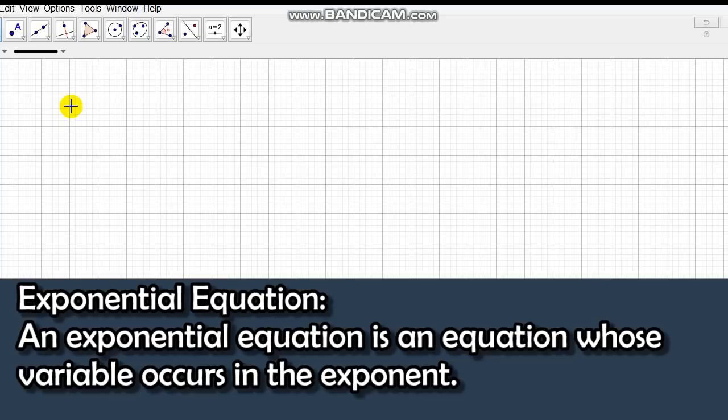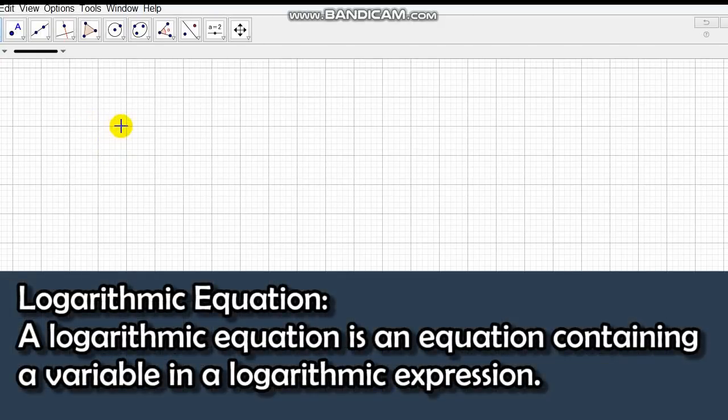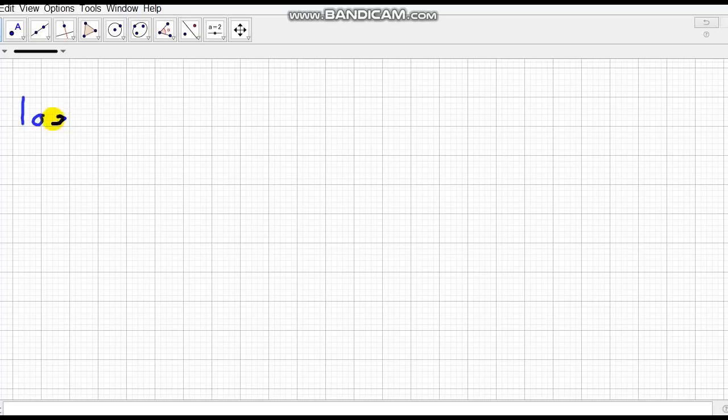An exponential equation is an equation whose variable occurs in the exponent. An example would be 3 raised to x is equal to 5. This is an exponential equation. The second kind of equation that we're going to deal with is the logarithmic equation. A logarithmic equation is an equation containing a variable in the logarithmic expression. An example would be logarithm of x to the base 5 is equal to 2. So there's a variable which occurs in the logarithmic expression. So this is a logarithmic equation.